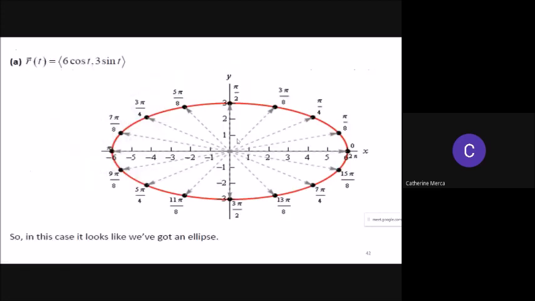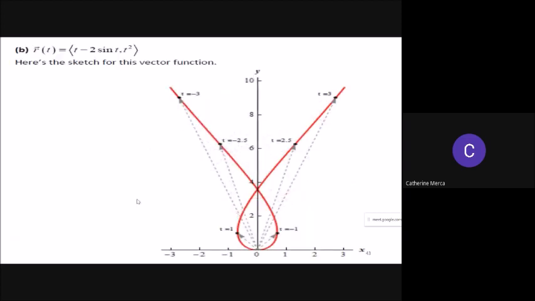So a few sketches are this one. Meron na rin to. I showed this sketch before. So it looks like we got an ellipse. And that one, and this is the other one. Sketch of this vector function is this one. Medyo ano na to, no? Complicated yung sketch. Pero i-trace out lang kasi pa rin.